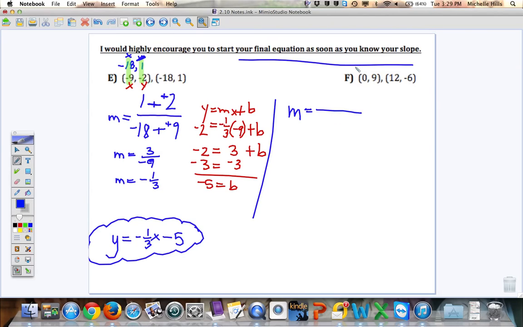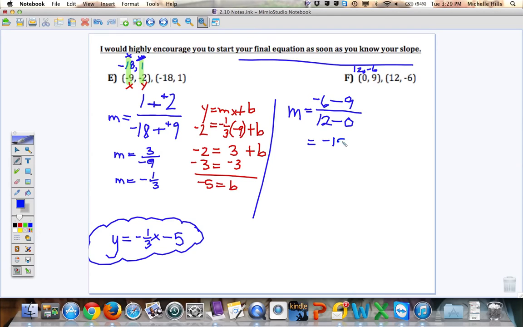I'm going to write one of my points, my 12, -6. It doesn't matter which point goes on top. Y's rise, so my -6 and my 9 go in the numerator. X's run across, so my 12 and 0 go in the denominator. And since I'm finding the change in y and the change in x, I put subtraction in.